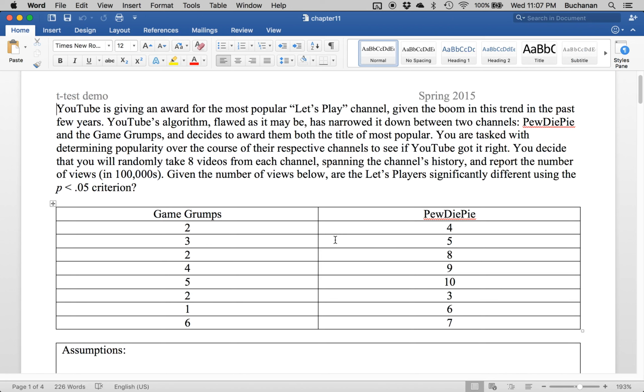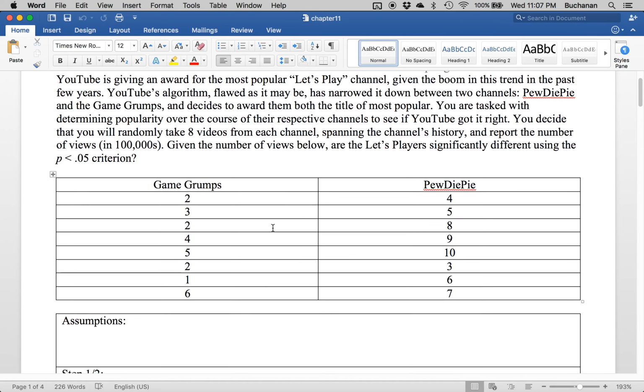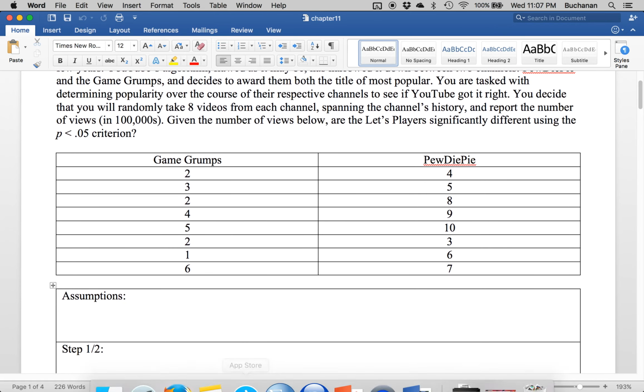So YouTube's giving an award for their Let's Play channels, and they've narrowed it down to PewDiePie and Game Grumps. They've both been awarded most popular. So we're trying to determine, are they really the most popular? We pulled 8 random videos from each channel and looked at their number of views. So, are they significantly different?